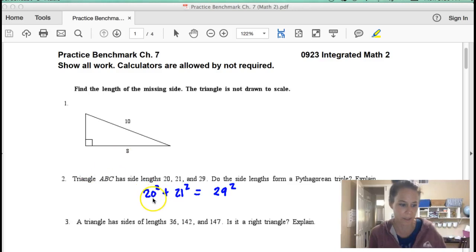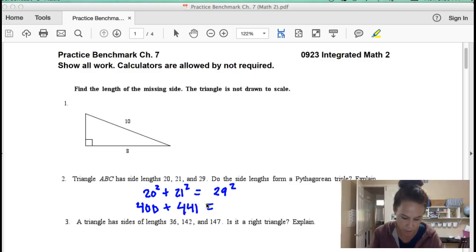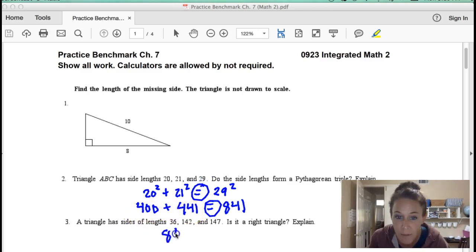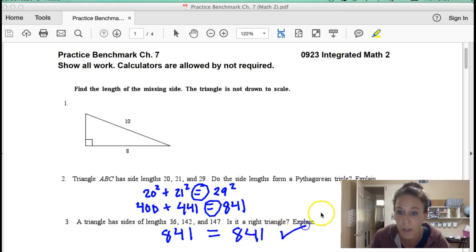So let's go ahead and check this out. If I do 20 squared and 21 squared and 29 squared, I'm going to have 400 plus 21 squared is 441. And then 29 squared is 841. Is this true? Question mark. We need to figure that out. Well, 400 plus 441 is 841. 841 does equal 841. Check. Yes.